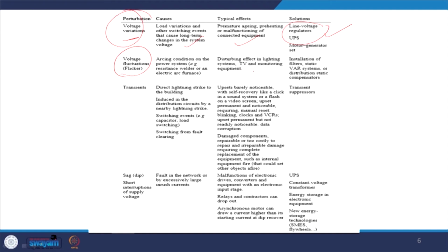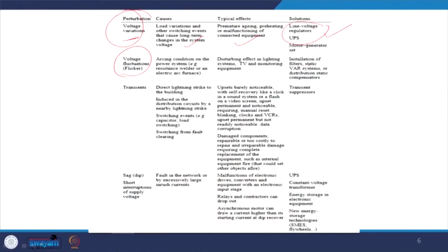TV and monitor equipment can be damaged permanently, especially CRT and other devices. Nowadays CRT is over. Then how can you recover from it? That is installation of filters, static VAR system or the distribution static compensator.